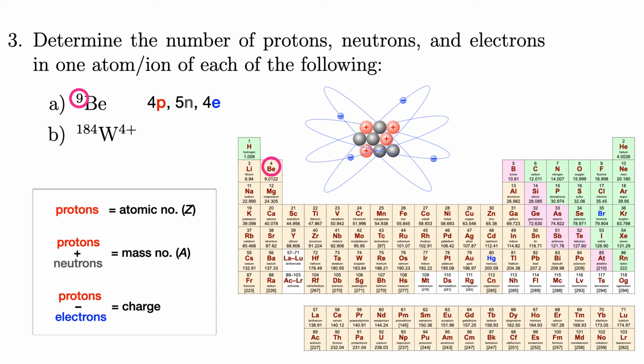For part B, tungsten is located right here. It is element 74 on the periodic table, so it has 74 protons in the nucleus. The mass number for this particular ion of tungsten is 184. So protons plus neutrons add up to 184. There are 74 protons, so we must have 110 neutrons. In this case, there is a charge, and the charge is 4 plus. Since the charge is positive, there are fewer electrons than protons, fewer by 4. Since there are 74 protons, there are going to be 70 electrons in this ion.